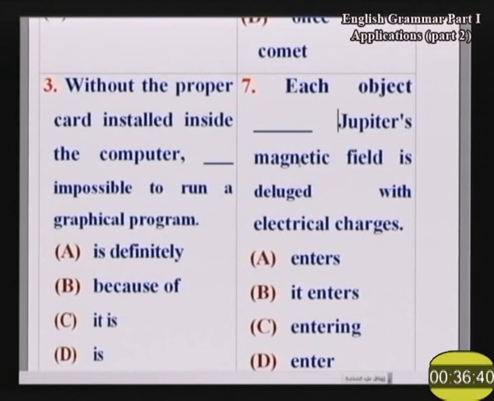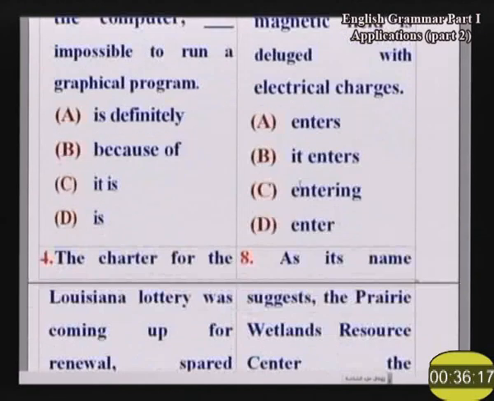It is used not as an adjective لكن it is a reduced adjective. هي كانت each object which is entering the magnetic field، فاحنا عشان نعملها phrase a reduced adjective شلنا الفعل، يبقى each object entering Jupiter's magnetic field is deluged.